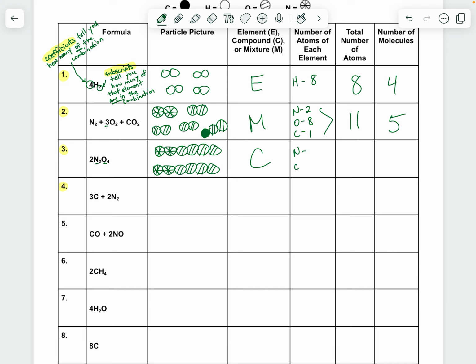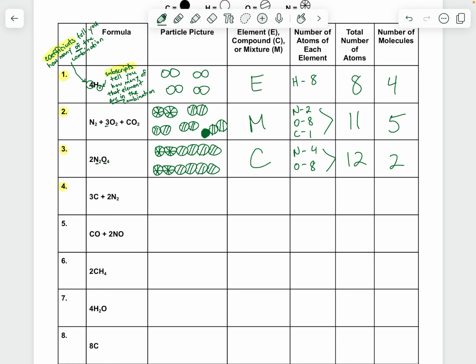I have nitrogen and oxygen. I have 4 nitrogen. I have 8 oxygen. Add them up. Total atoms are 12. The number of molecules, however, is 2, right? They're just long, big groups, 2 big molecules.